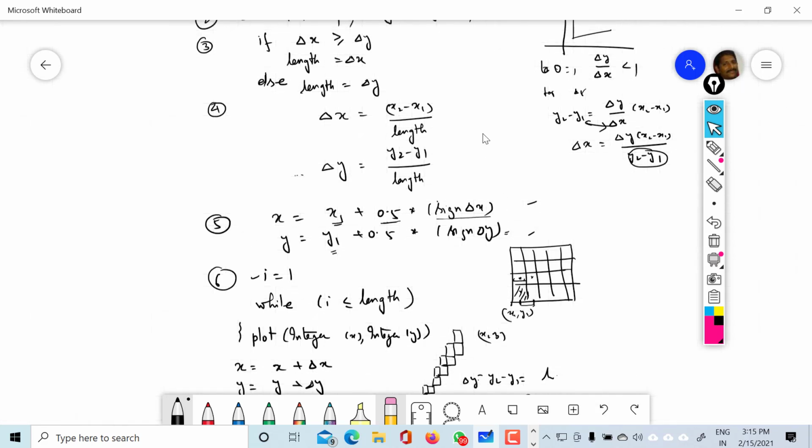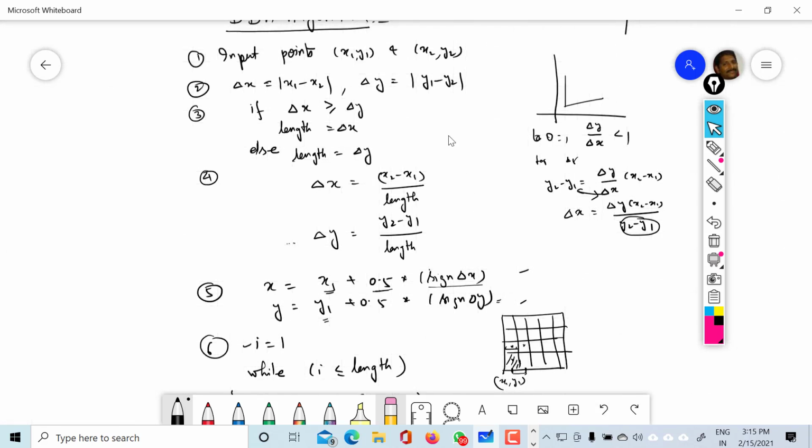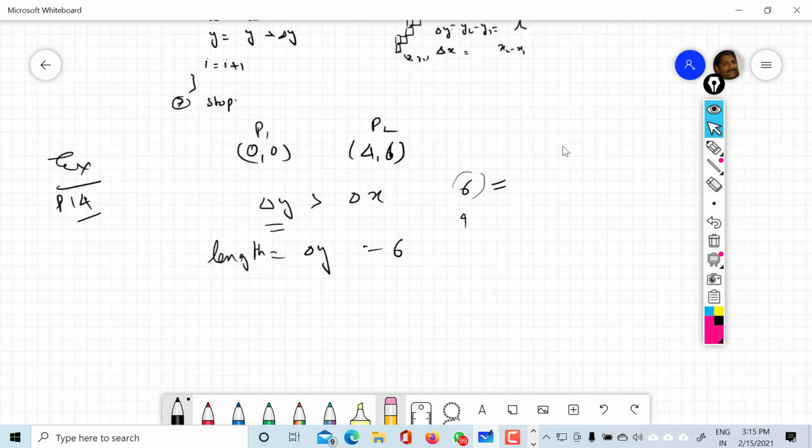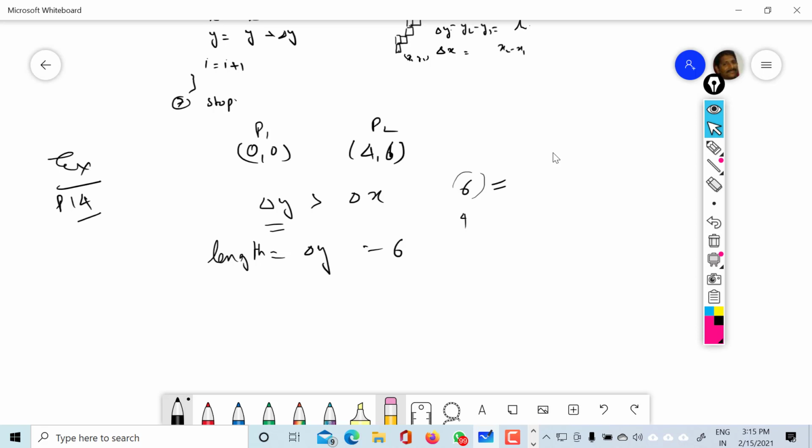See here, in this algorithm I have explained that if delta x is larger than delta y, in that case we will declare length as delta x, otherwise length as delta y. In my case, delta y is 6 minus 0. This is x1 y1, this is x2 y2, therefore y2 minus y1 is delta y, which is 6 minus 0, that means 6. Likewise delta x is 4 minus 0, that means 4. Because delta y is larger, length is 6.